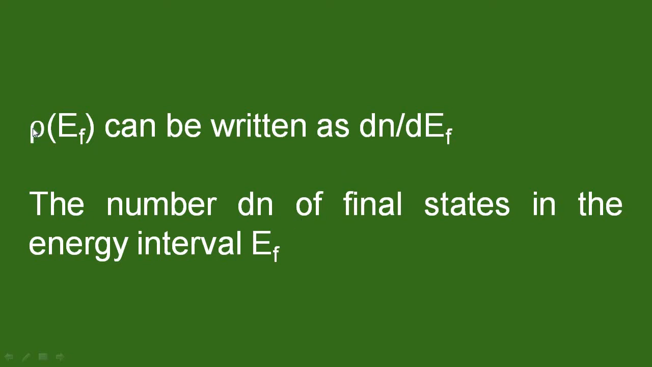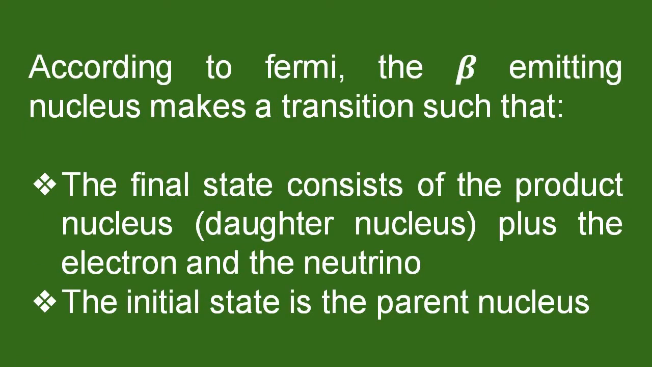That is the number density. That means particular numbers in a particular energy interval Ef. According to Fermi, the beta emitting nucleus makes a transition such that the final state consists of the product nucleus, that you are normally calling the daughter nucleus, plus the electron and the neutrino. The initial state is the parent nucleus.